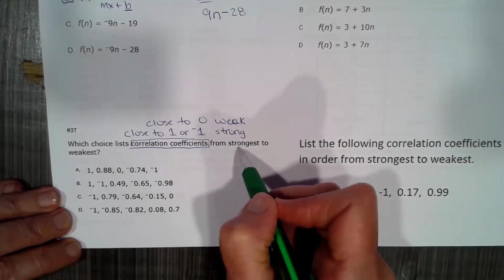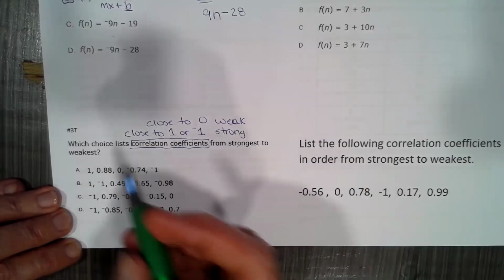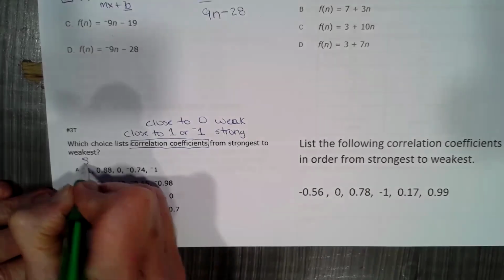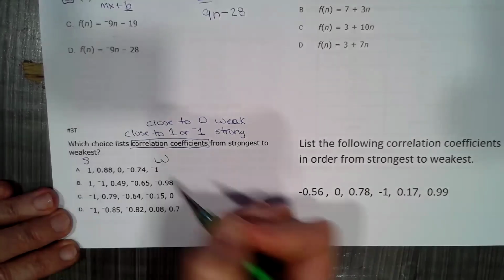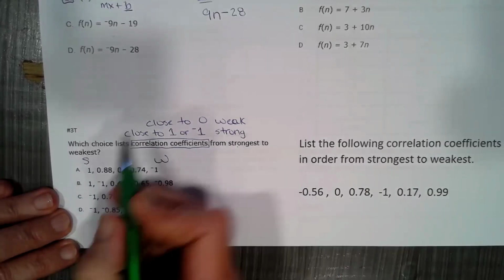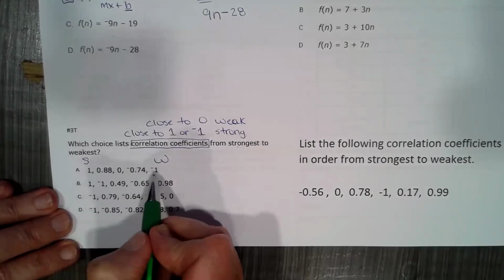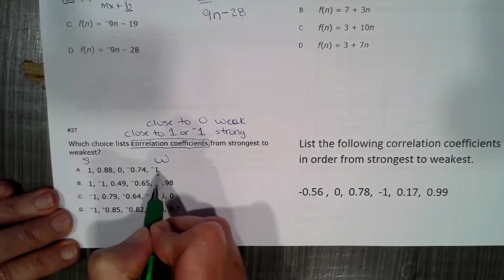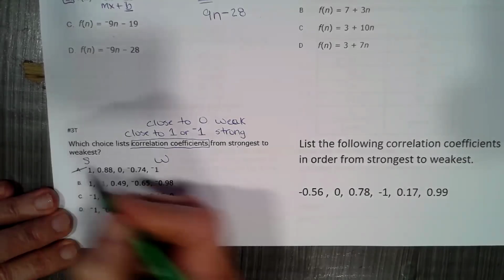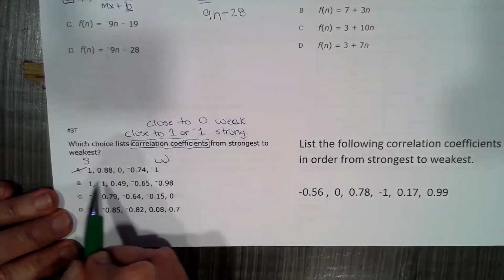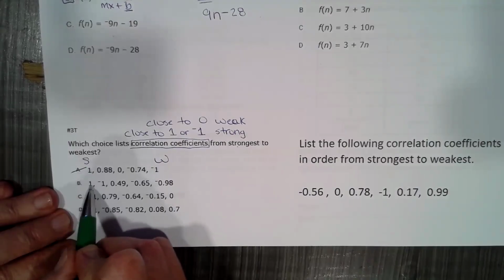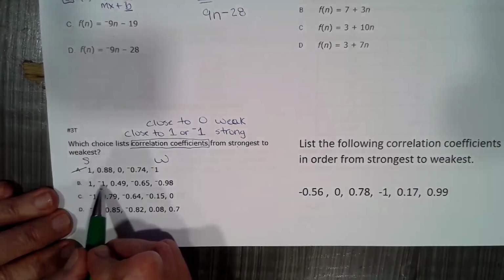So which choice lists strongest to weakest? So strongest would be on this side, weakest would be on this side. Notice both the 1 and the negative 1 are perfect correlations. They are the strongest and they're on both sides, so it can't be A. Okay, here. These are very strong. They're almost perfect correlations, the 1 and the negative 1.